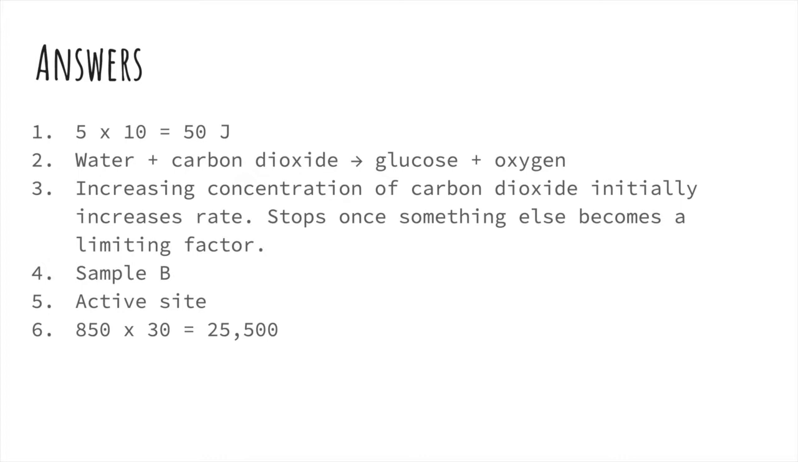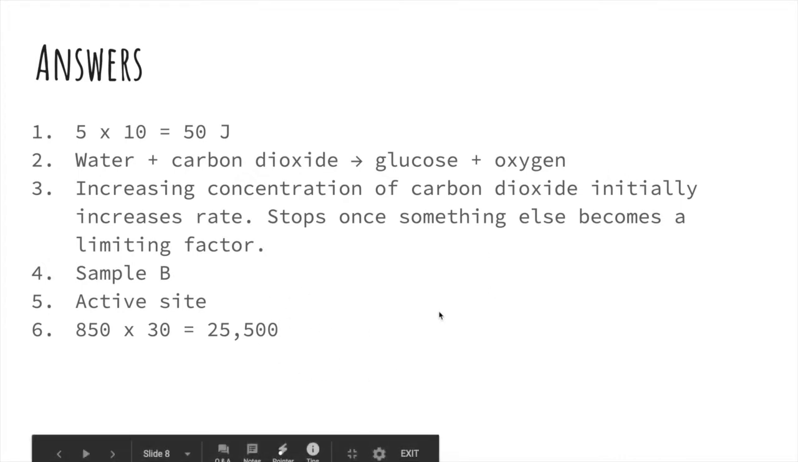There are a couple of other limiting factors for photosynthesis. They are light intensity and heat, so it's one of those other two things that's limiting photosynthesis going faster still. Sample B was the one with the melting point closest to that of pure aspirin, so it was the purest. The squiggly bit in an enzyme is the active site, and you had to do your power, your watts, times by your time, your seconds, and that's 25,500, and that should be joules on the end there. Energy transferred is in joules.